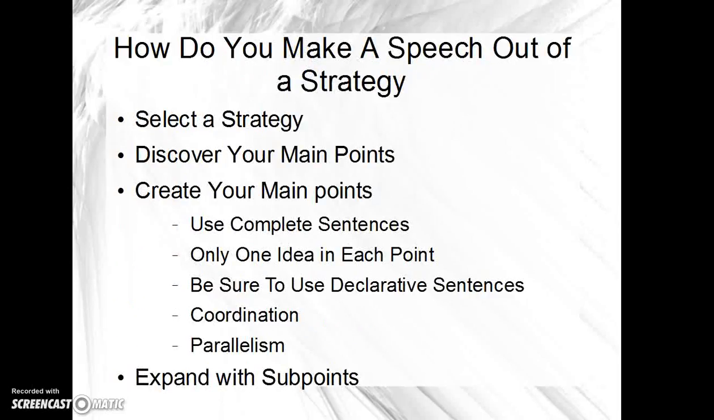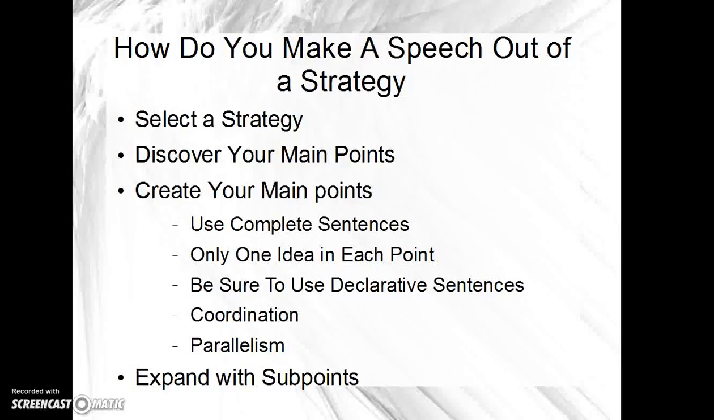Then the book talks about how to make a speech out of a strategy. Once you choose your strategy, say you choose chronological, then you have to use that to discover what your main points are going to be. So going back to that Minnesota Zoo example I had, if you use topical versus spatial, you're going to have 2 different speeches.